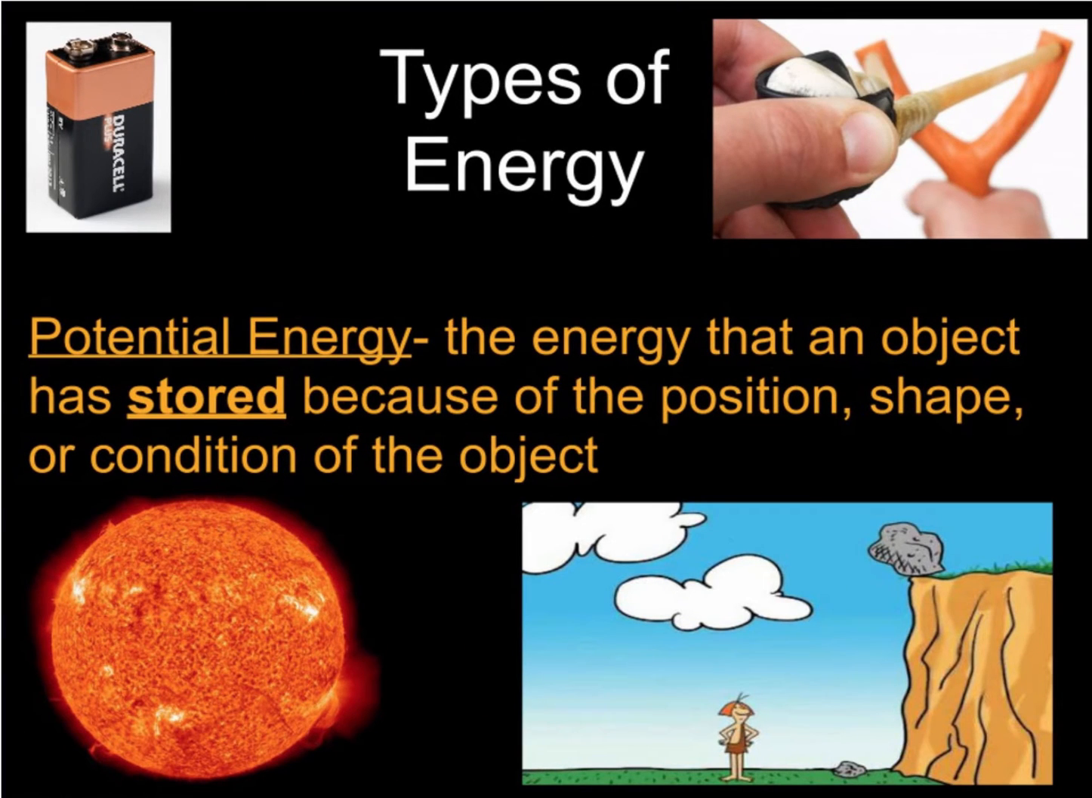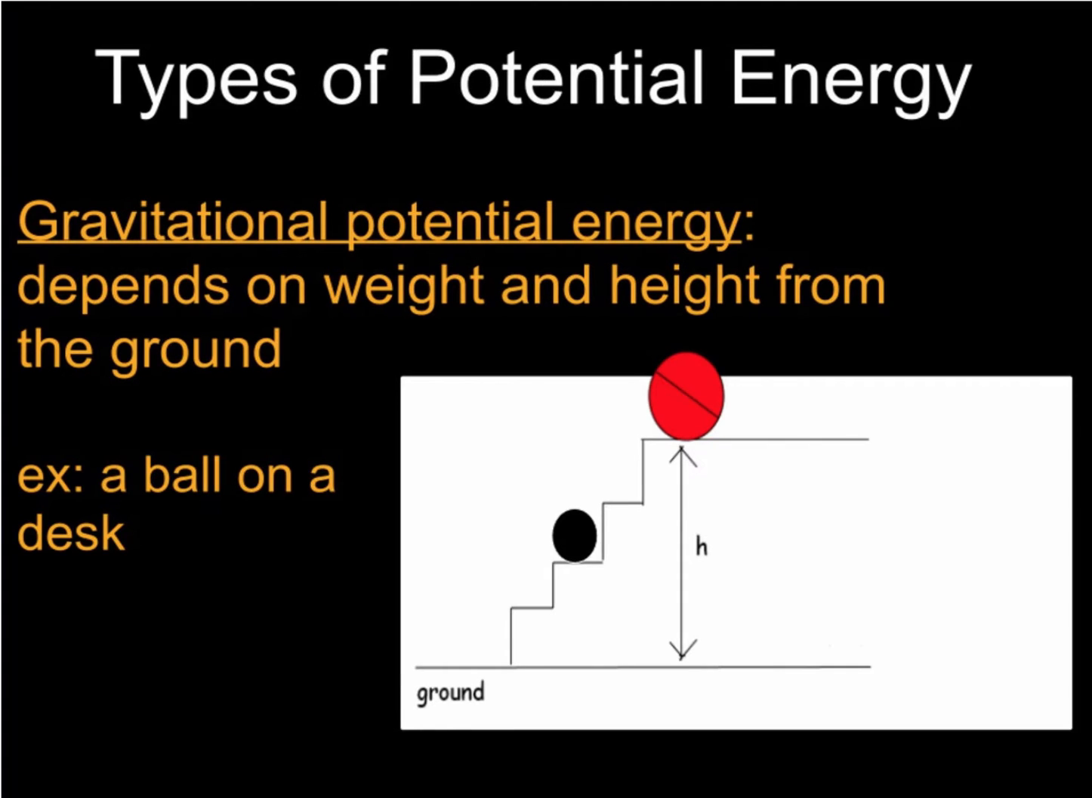So let's look at potential energy. This is energy that is in an object because of its position, its shape, or its condition. And remember, it is stored. So now let's talk about the types of potential energy.